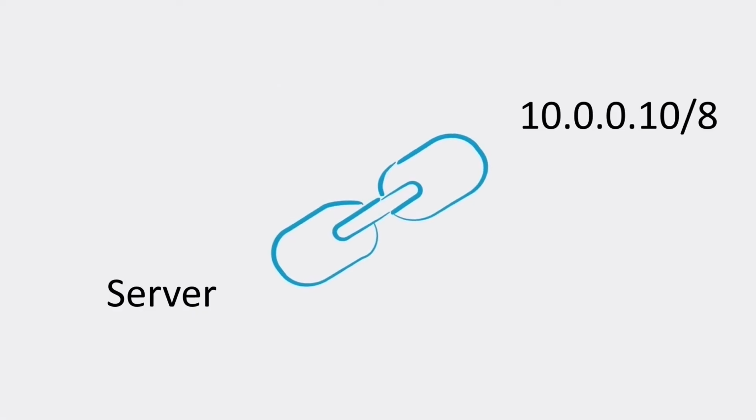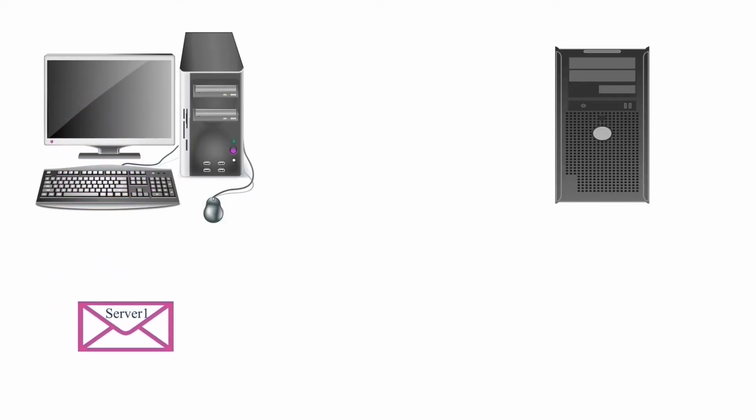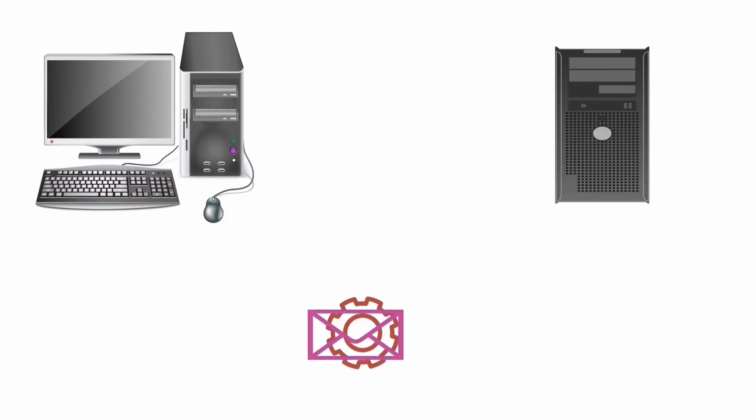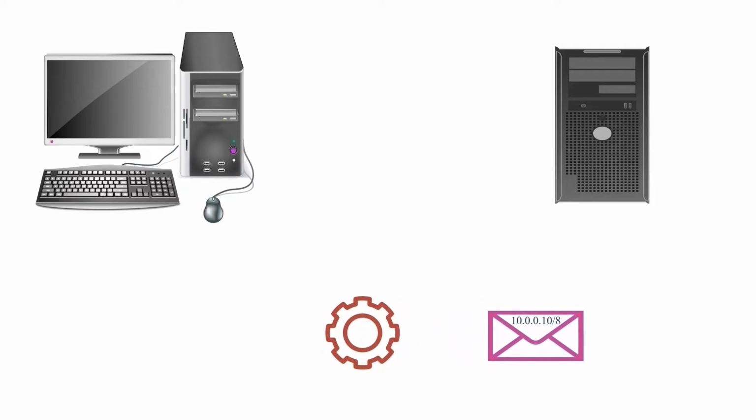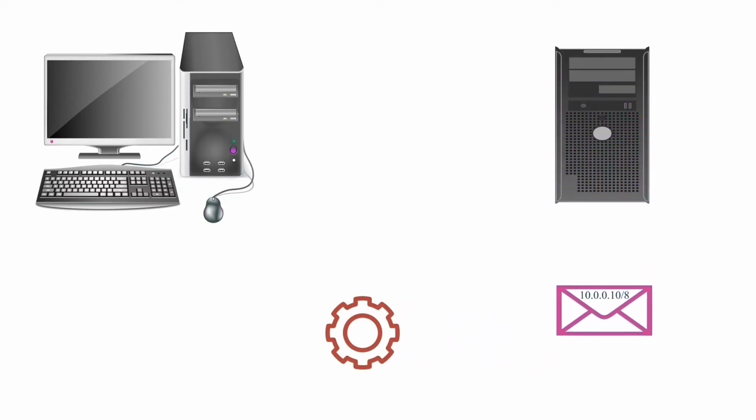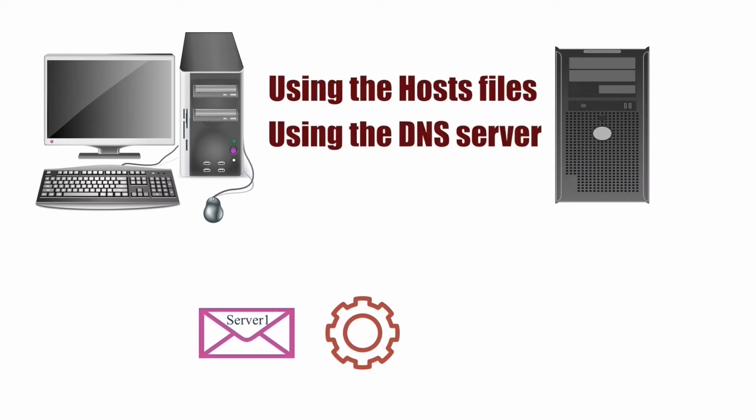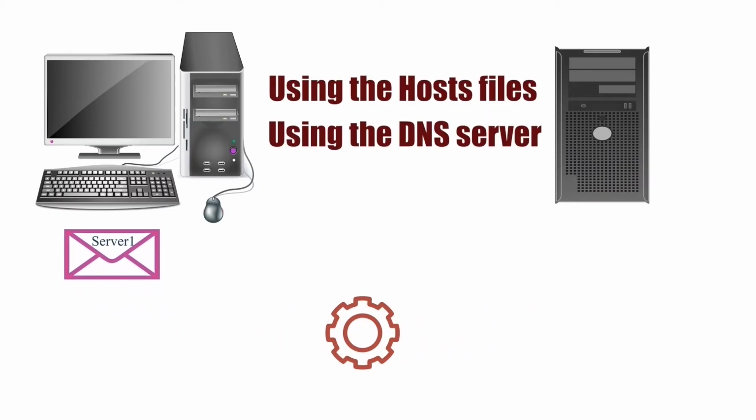Computers allow you to map IP addresses to their respective names. After mapping, when you access a resource by its name, the computer automatically converts the name to its IP address. There are two ways to map IP addresses to names: using the hosts file or a DNS server. Let's understand both methods.